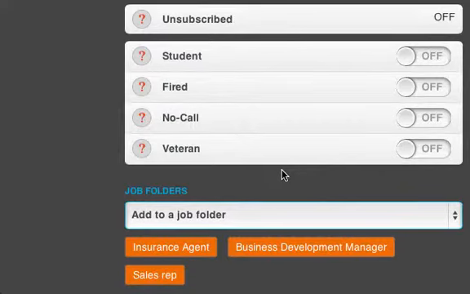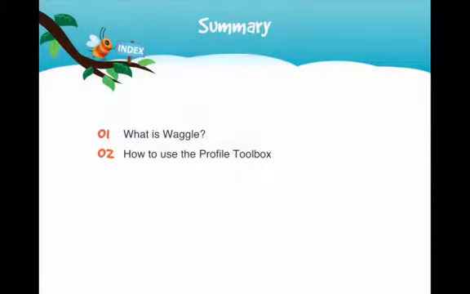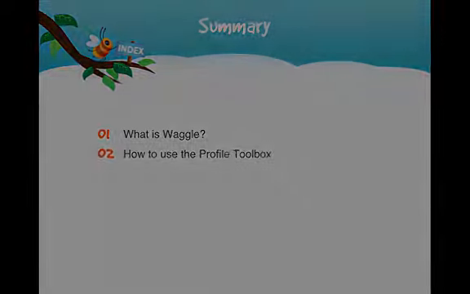Great, now we've looked at all the features of the Profile Toolbox. Here's a summary of what we've covered in this Waggle tutorial. We learned what Waggle is as well as how to use the Profile Toolbox, including how to add tags, notes, source campaigns, candidate type, candidate status, and job folders.